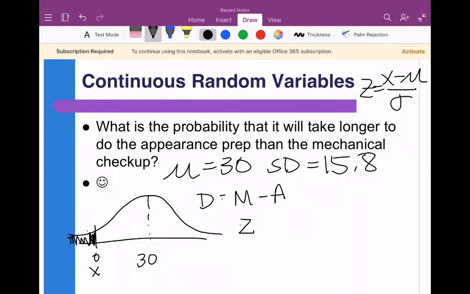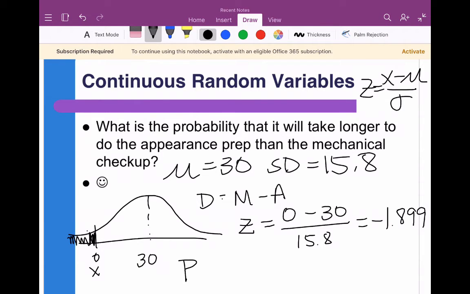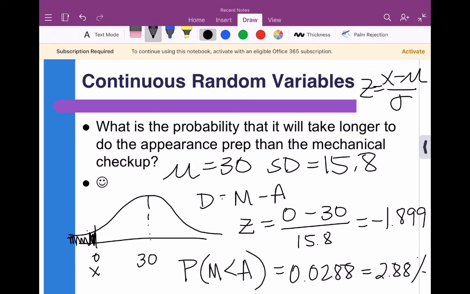So to calculate the z-score, we end up with z equals 0 minus our mean, which was 30, divided by 15.8, which is our standard deviation, and we get a negative 1.899. Then we use our z-score and calculate the probability that it is below that. So our lower cutoff would be negative 99, and our upper cutoff would be our z-score of negative 1.899. So this means that the probability that the appearance time is greater than the mechanical time ends up equaling 0.0288 or 2.88%.